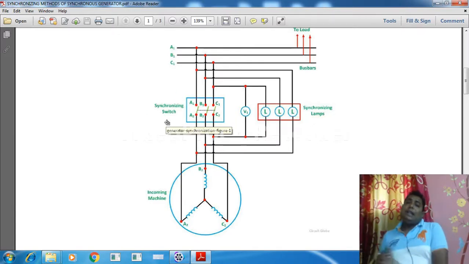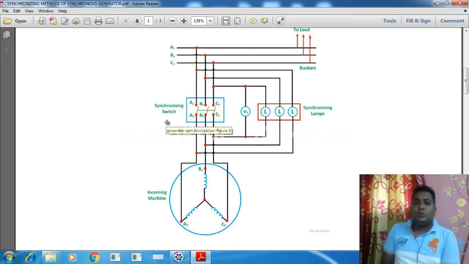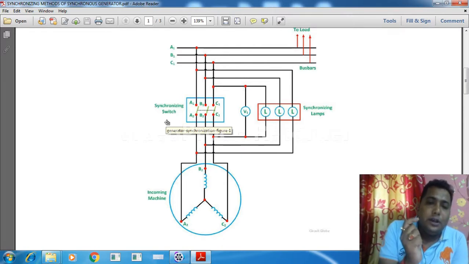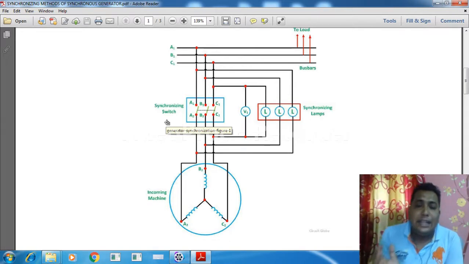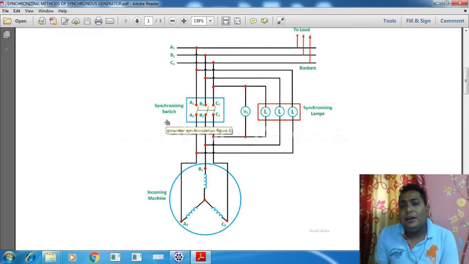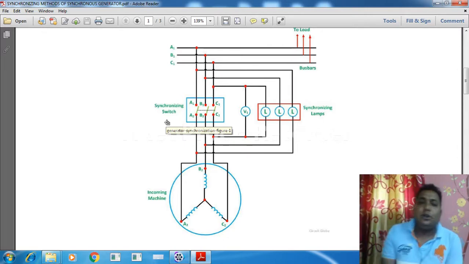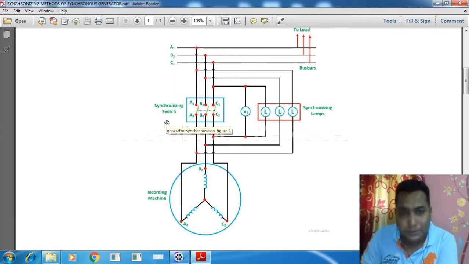Now the point is, when can we switch on that switch? That depends on when the voltage, the phase sequence and the frequency are all matched. At that time only we can connect it. So how to check that? In this particular method we use three lamps.